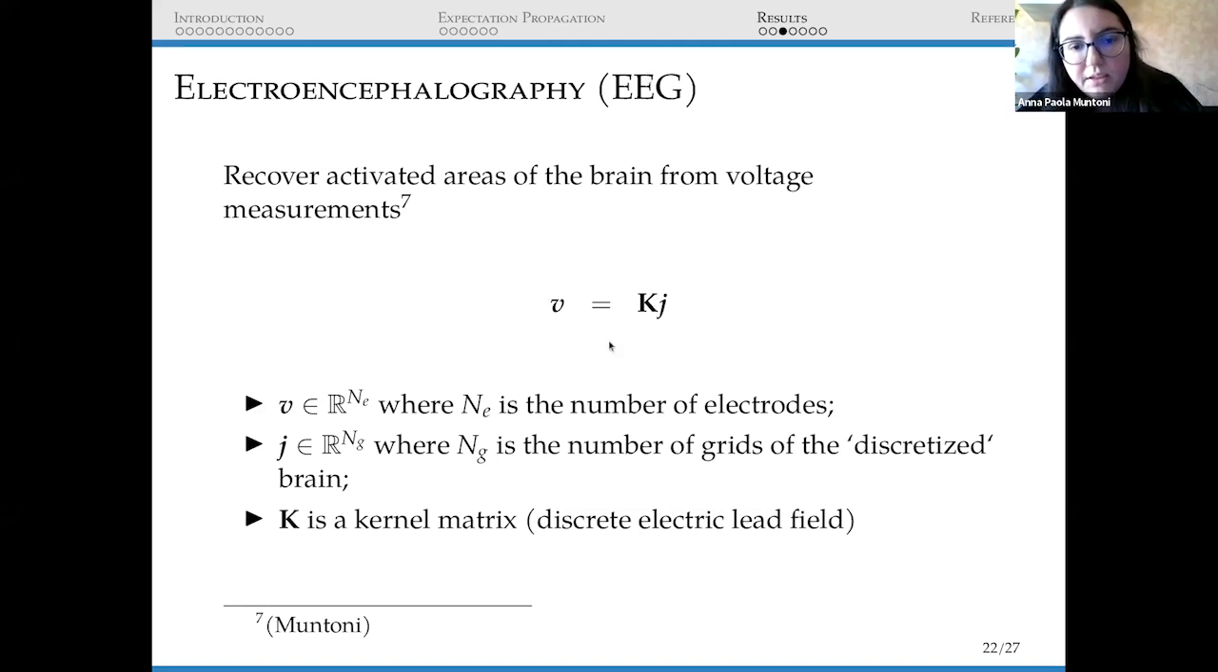you want to retrieve the area of the brain that spikes, where you collect some voltages from the scalp. Also in this case, the problem can be formalized as a compressed sensing problem, where the number of measurements that you have here is the number of electrodes that you put on the scalp. These J are the currents, or the activated areas in the brain, and this number is NG. And this K matrix is called the kernel matrix, which takes the information of the spread of the electric field from the interior of your brain to the scalp, and this is somehow given.